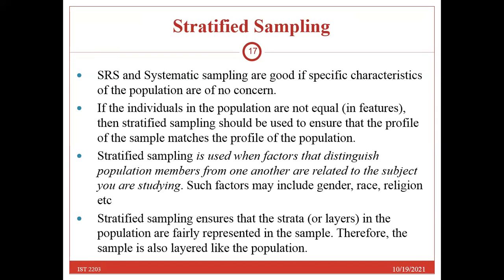Stratified sampling is used when factors that distinguish one population member from another are related to the subject you're studying. Such factors may include gender, race, religion, etc. Stratified sampling ensures that the strata, all layers in the population, are fairly represented in the sample. Therefore, the sample becomes also layered like the population. I hope in your mind you can remember that in that video, after I did the stratified sampling, you have 3 colors now in the sample.